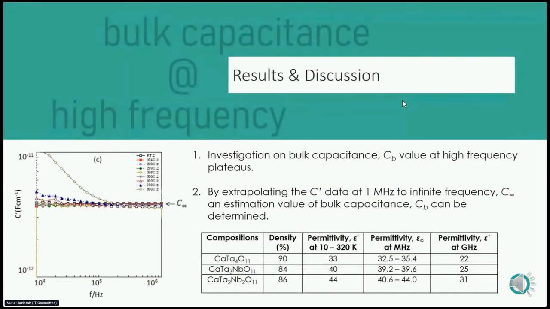So for bulk capacitance at high frequency, by extrapolating the capacitance data at 1 MHz to infinite frequency, an estimated value of bulk capacitance can be determined. So we do a comparison measurement of permittivity at gigahertz and megahertz. There are a lot of differences between these two data.